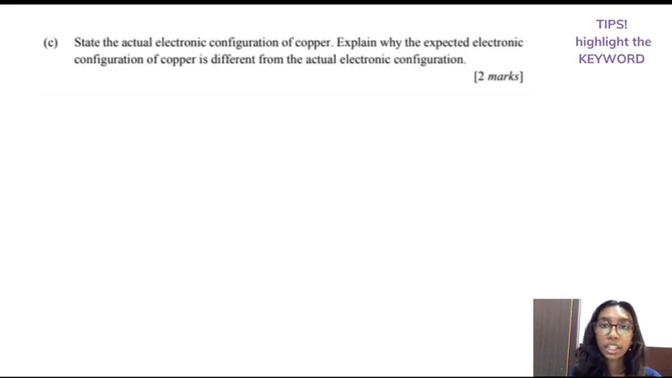Actual electronic configuration of copper. Explain why the expected electronic configuration of copper is different from the actual electronic configuration. So the tip for this kind of question is that you have to highlight the keywords. So the keywords for this question are actual, explain why there is a difference in the expected and also actual. Okay, so this is the explanation.